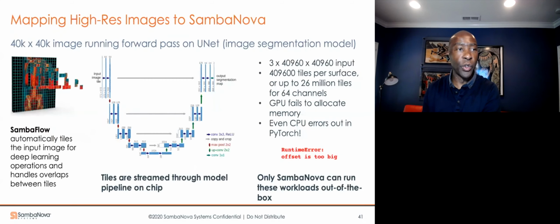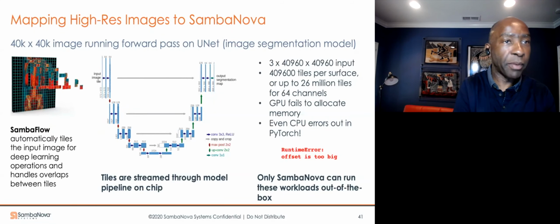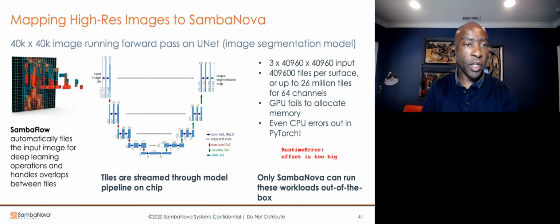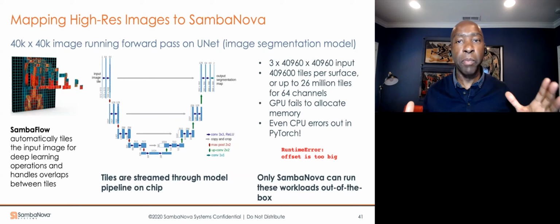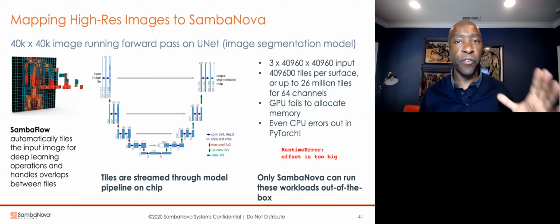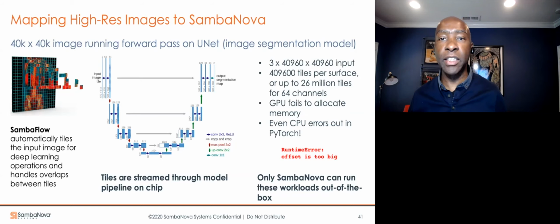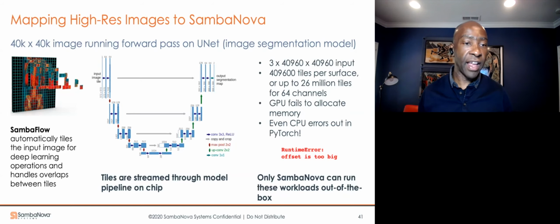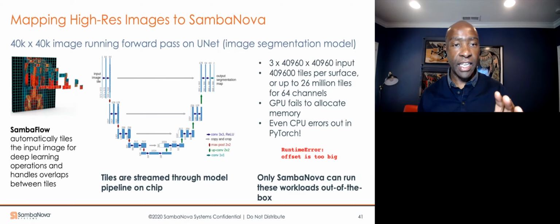And this is something we can do on a Sambanova RDU system because we have very sophisticated tiling capability that can take a full, in this case, 40K by 40K image and break it into tiles and then execute those tiles, build the model based on the individual tiles and stitch them together in such a way that you lose no accuracy, right? And so this is something you simply can't do on GPUs today, and even on CPUs. If you try and do this from PyTorch, you actually will get a runtime error and it won't execute.